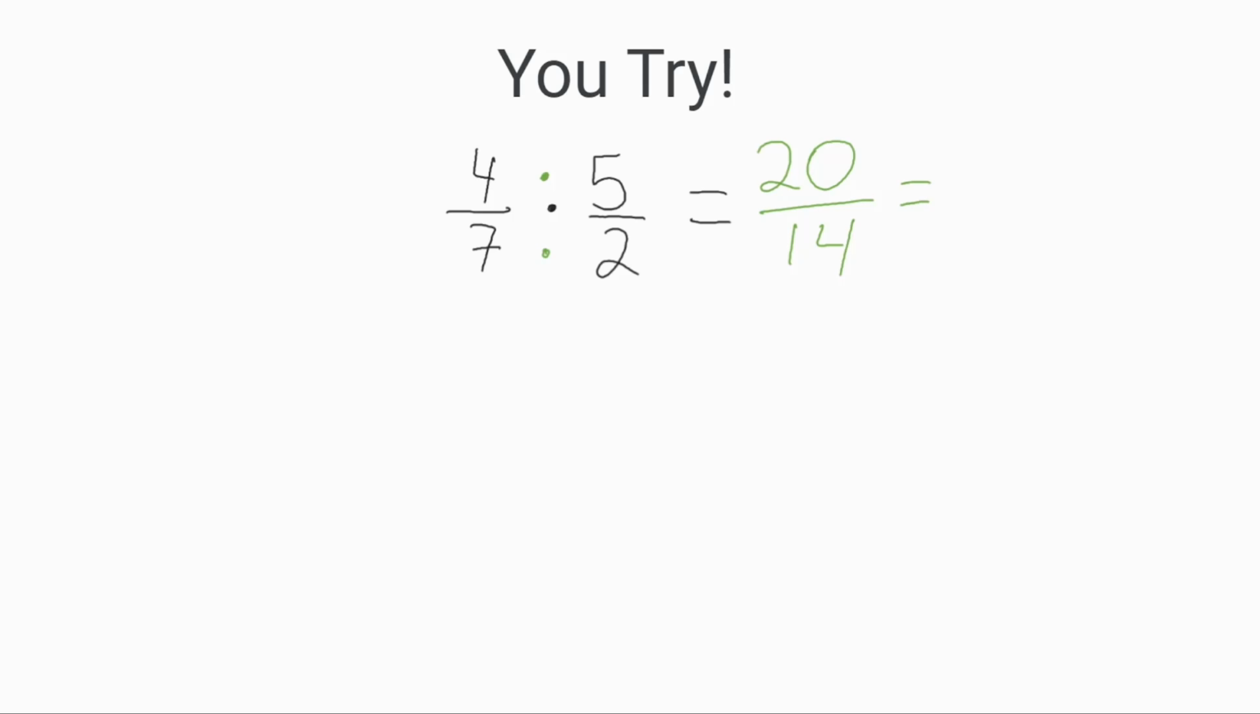We can reduce this fraction. Both 20 and 14 are divisible by 2. That would leave me with 10/7. I'm going to leave it as the improper fraction. And that brings us to the end of multiplication of fractions. Let's go ahead and jump into division.